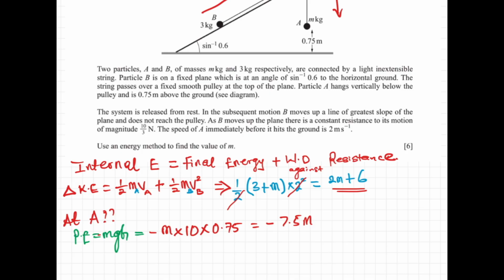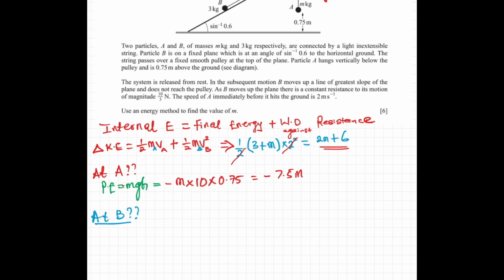So this is at A. Now, what do we need to do here? So at B, what happens? Let's think about what happens at B.